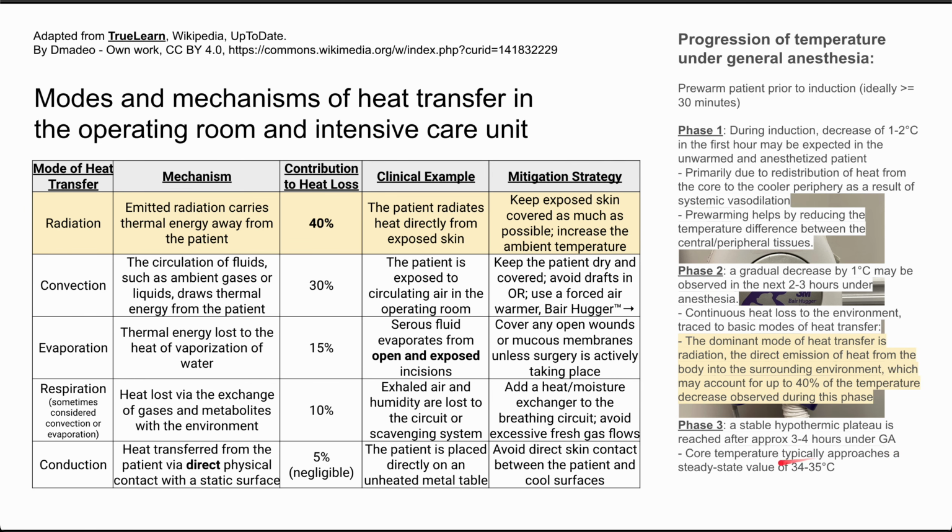Phase 3 is a stable hypothermic plateau that's reached after approximately 3 to 4 hours under general anesthesia. The core body temperatures here approach a steady state value of about 34 to 35 degrees centigrade. In this state, you have dampened thermoregulatory mechanisms, primarily vasoconstriction, that counteract additional heat loss. But again, you don't reach this phase 3 until about 3 or 4 hours under general anesthesia.